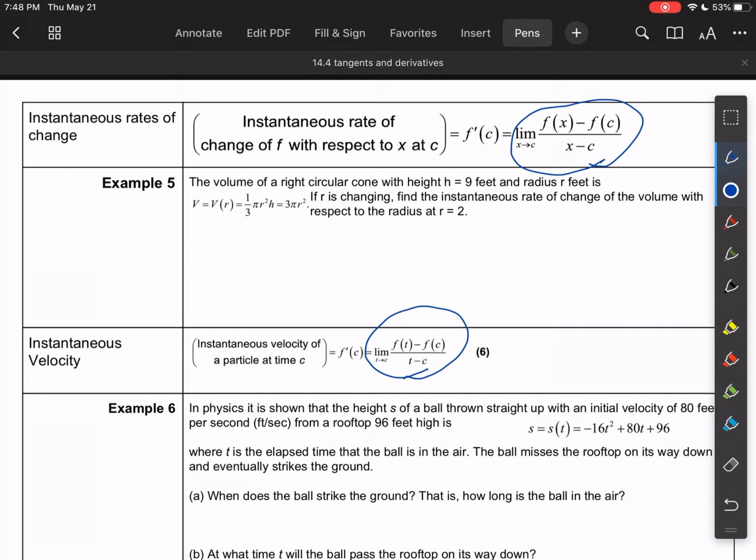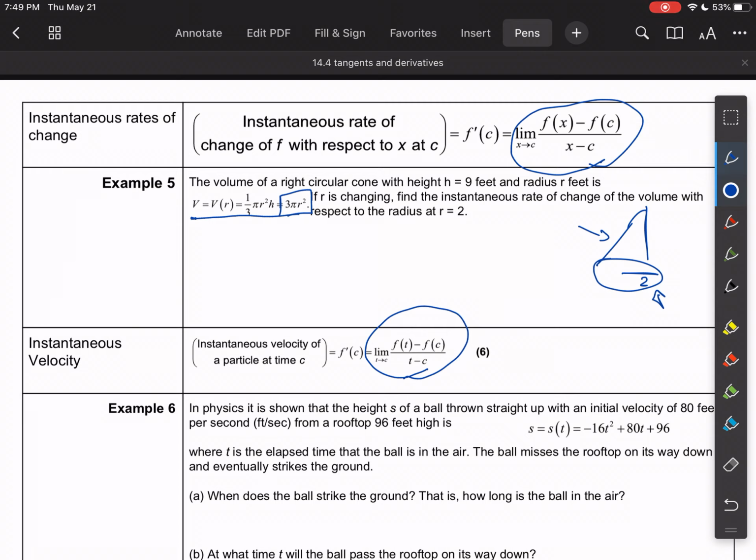Sorry, that's a little bit confusing. So the volume is equal to essentially 3 pi r squared. If r is changing, find the instantaneous rate of change of the volume with respect to the radius at r equals 2. So it's basically saying that we have this cone that has a radius of 2. But from that benchmark, it's going to be changing. It's either going to be growing or getting smaller from that place. And so what we want to know is how fast is the cone's volume changing with respect to the radius of its base.